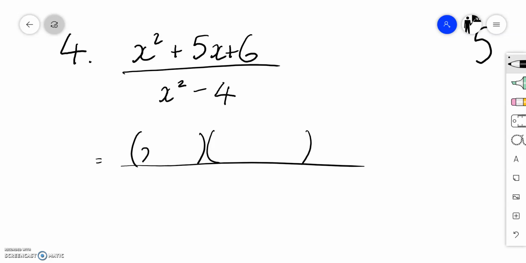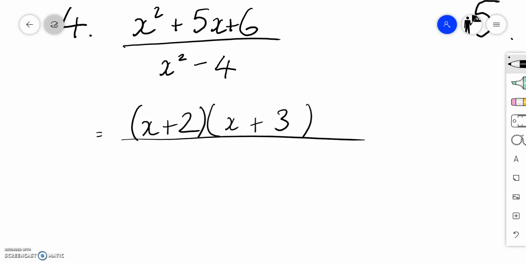So it's going to be an x and an x, plus plus. I think about factors of 6 that add to 5. So things that multiply to make 6 that add to make 5. So 2 times 3 is 6 and 2 plus 3 is 5. So it's going to be x plus 2, x plus 3. So therefore it's likely that I'm going to get an x plus 2 or an x plus 3 on the denominator. Let's have a look.